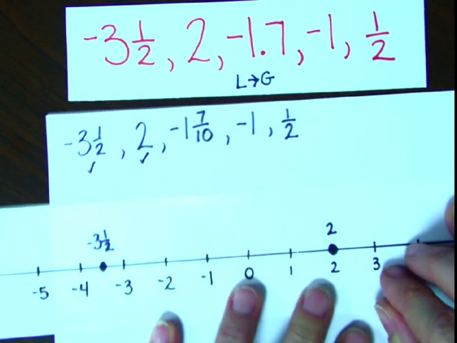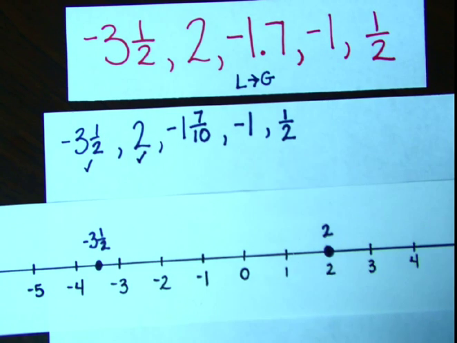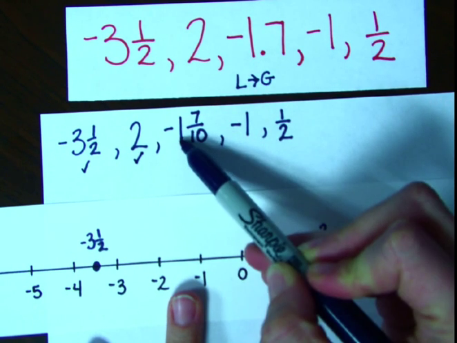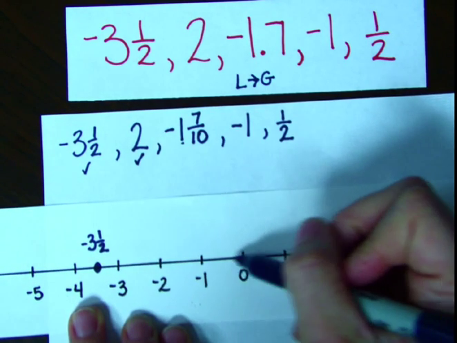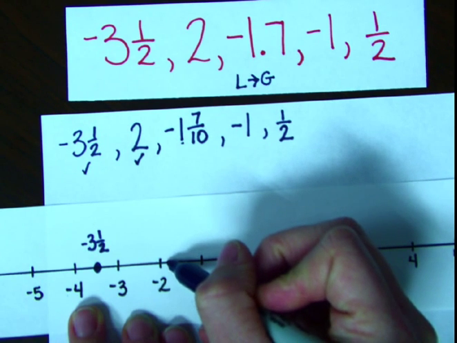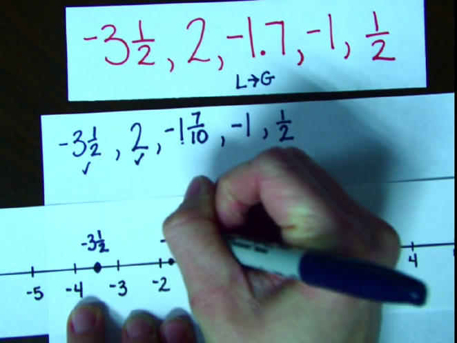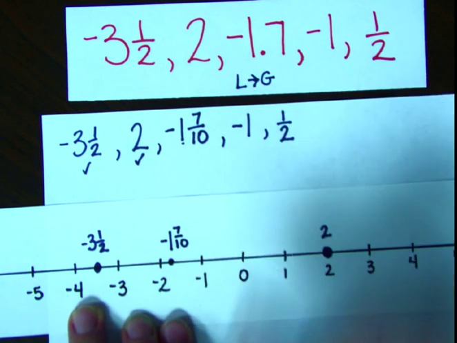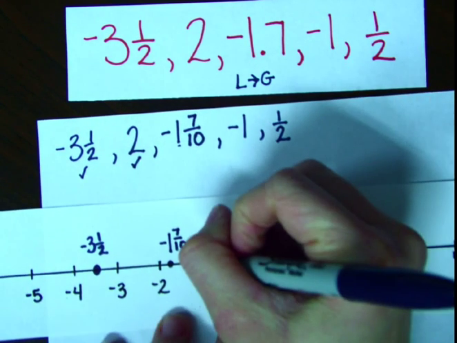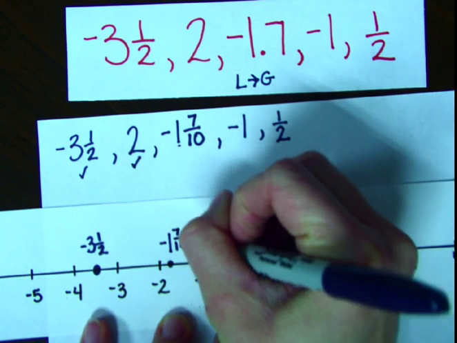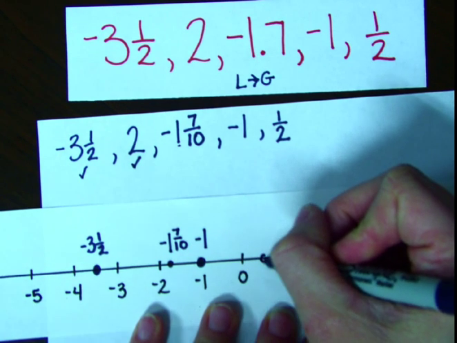Negative 1 and 7/10. Well, I know that 7/10 is close to 10/10, so it's almost to the next number. Well, my number is 1, so the next number would be 2. So I'm going to go negative because it's a negative number. Negative 1 and almost 2. A little bit farther than half, not all the way there. That's negative 1 and 7/10. All right. My next number is negative 1, so I'm going to place that there. Negative 1. And then my last number is positive 1/2, so I'm going to come over to 1/2.